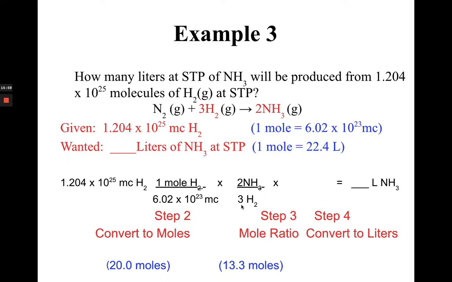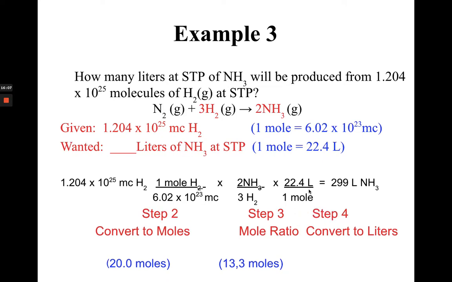And again, notice factors cancel. The only thing that is left is going to be this last factor on the top of the denominator of step 4, 22.4 liters. Again, moles cancel, hydrogen cancels, molecules cancel, and we're left with 299 liters of NH3. And that's your example 3.